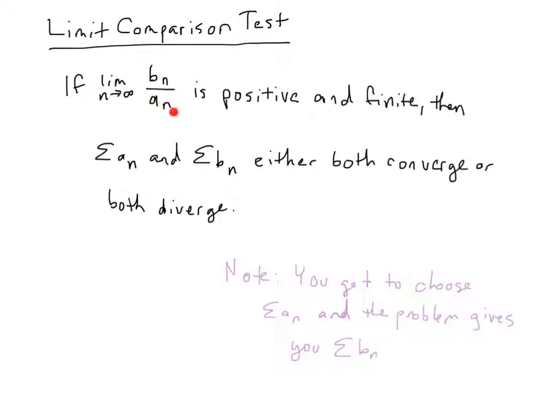And if we take the quotient of those two and the limit as n approaches infinity, if that gives us a positive and finite number, then those two series, An and Bn, either both converge or both diverge. So they both do the same thing. Only if we get something that's not 0 and not infinity and not negative.